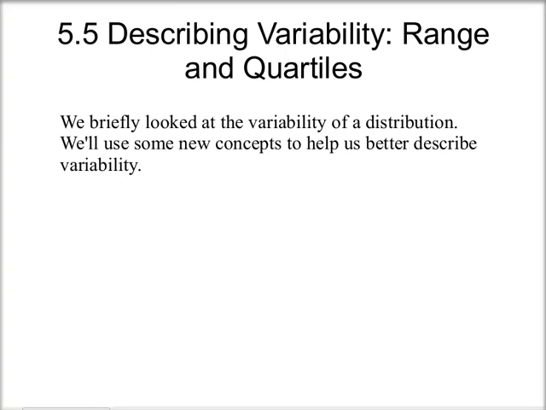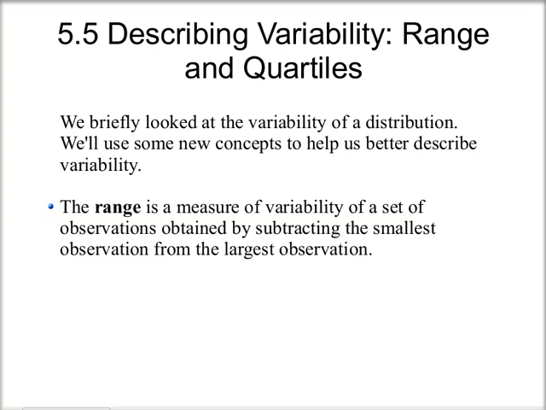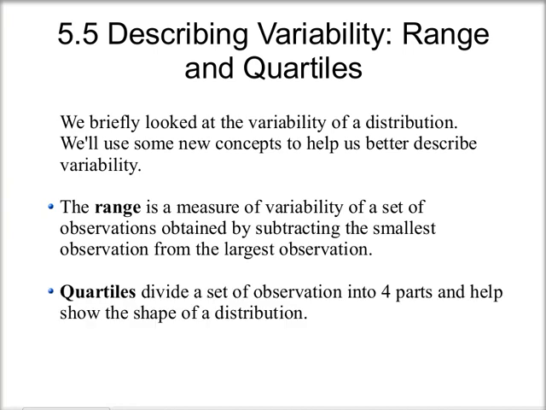So we have briefly looked at the variability of a distribution, and in section 5.5 we're going to use some new concepts to help us better describe variability. And we're going to use range and quartiles. So first, the range is a measure of variability of a set of observations that is obtained by subtracting the smallest observation from the largest observation.